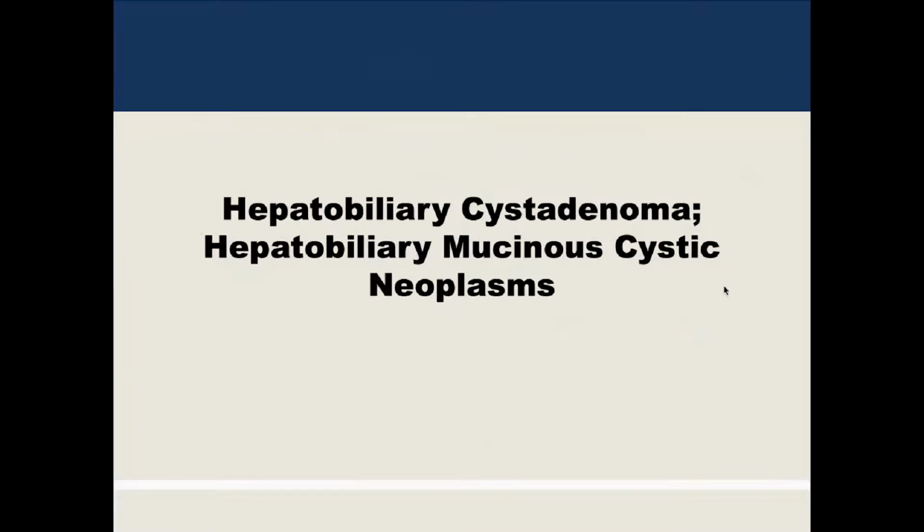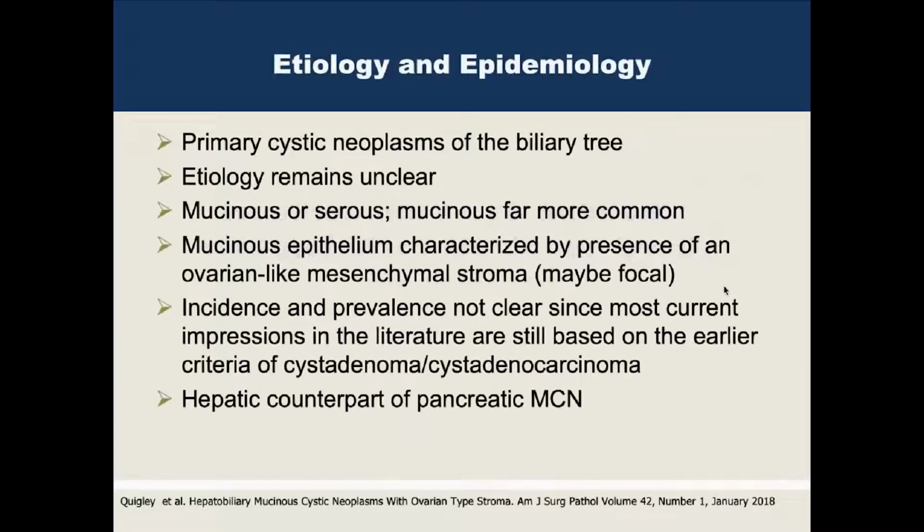Now we'll talk about hepatobiliary cystadenomas, or the newer term for these, which is hepatobiliary mucinous cystic neoplasms, or hepatobiliary MCNs. Hepatic MCNs are primary cystic neoplasms of the biliary tree. The etiology of these lesions continues to remain unclear. They are either mucinous or serous in nature, but mucinous tumors are far more common. This particular set of slides is going to focus on the mucinous cystic neoplasms of the liver.